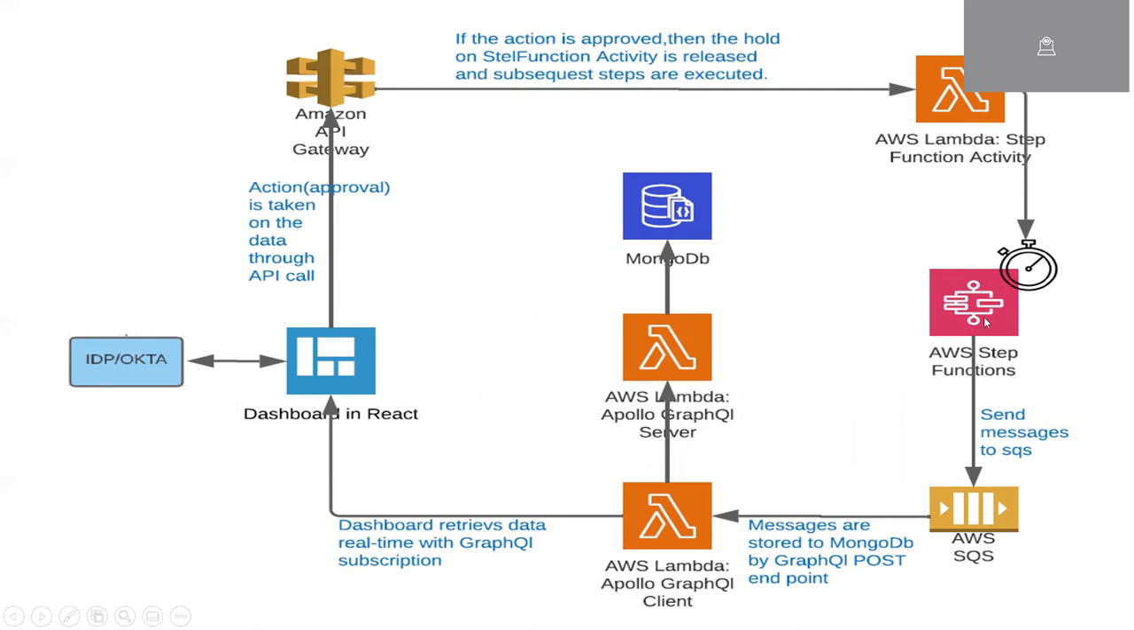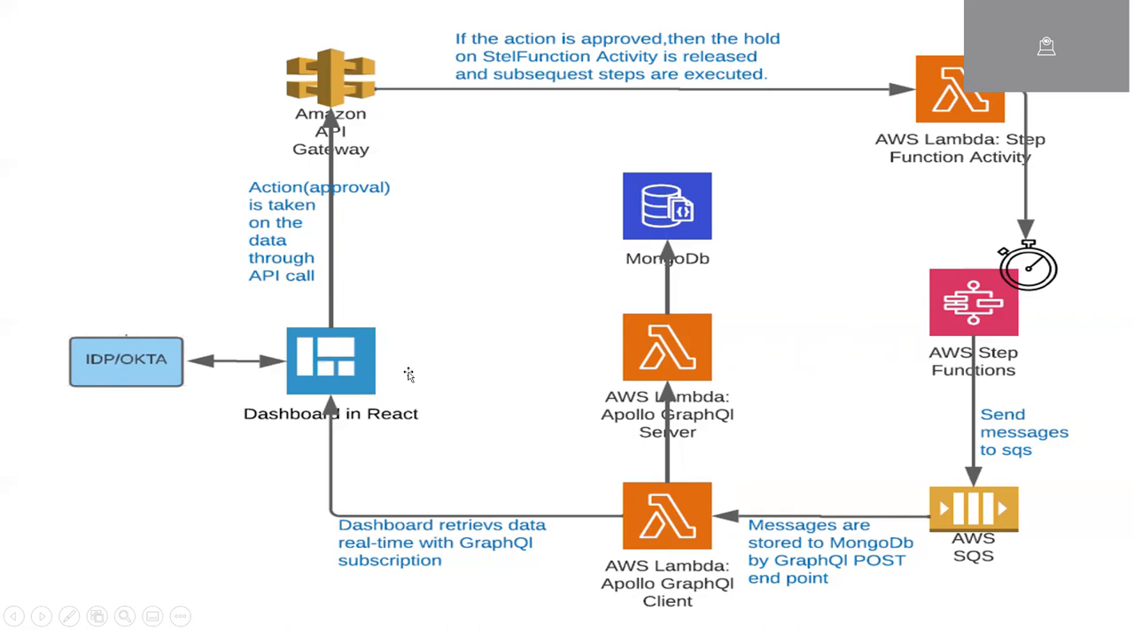If you see the right hand side, AWS Step Function, this is where the process starts. The file is dropped and then it triggers the Step Function. The messages are stored in SQS, and then the messages are consumed by Lambda, which in turn uses the GraphQL API to persist the data in the Mongo database. At the same time, the dashboard is also refreshed in real time with the GraphQL subscription, and then based on the cases, action is taken.